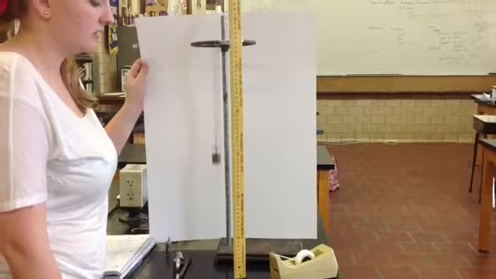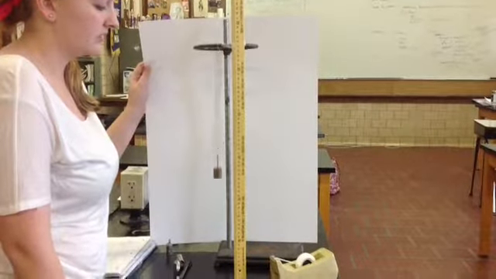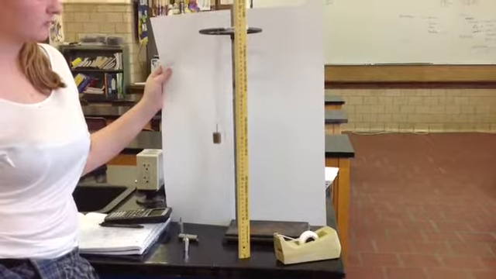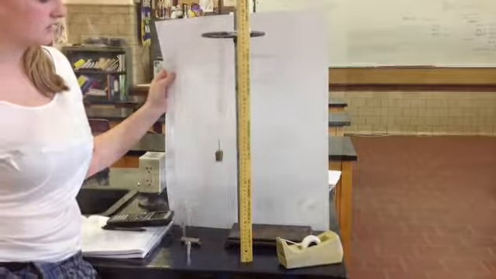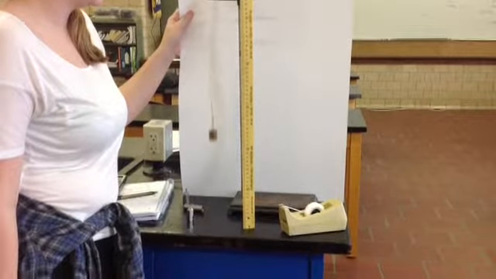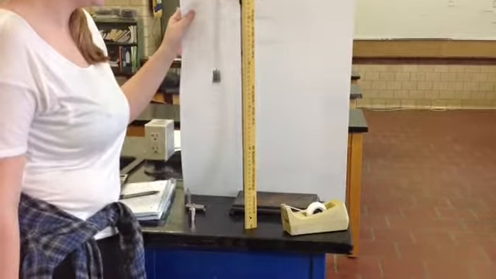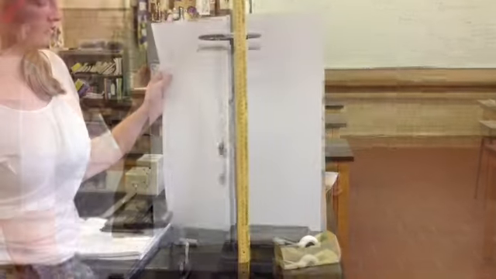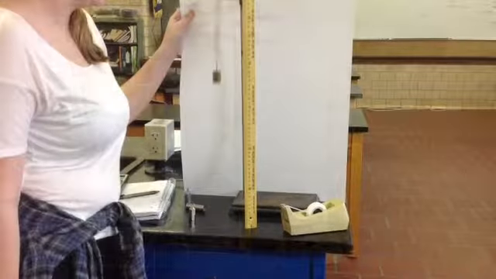The spring displaced 3 centimeters at a period of 0.809 seconds. The spring displaced 6 centimeters at a period of 0.810 seconds, and the spring displaced 9 centimeters at a period of 0.809 seconds. From this, we can conclude that amplitude has no effect on the period.